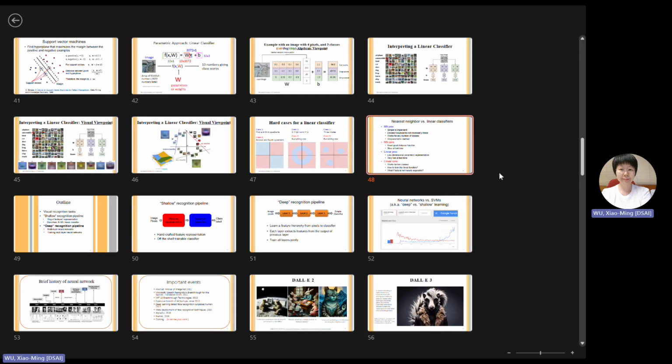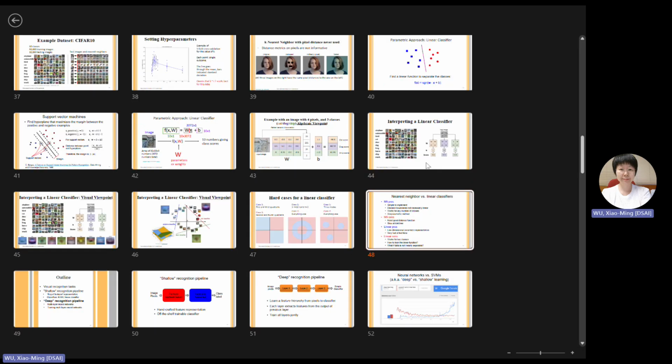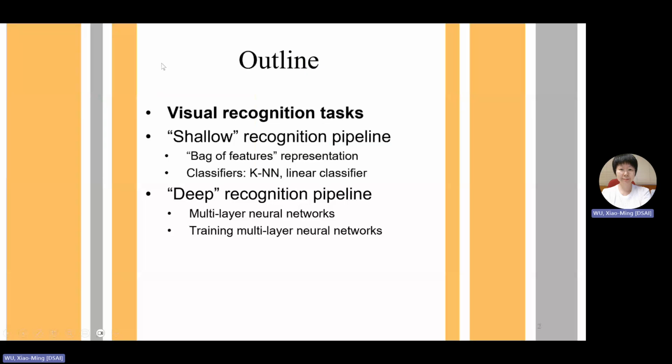Maybe some of you are already familiar with the deep learning concepts. So you can take this as an opportunity to review those concepts, and hopefully you will get some new insights. Okay, now let's start from the visual recognition task.